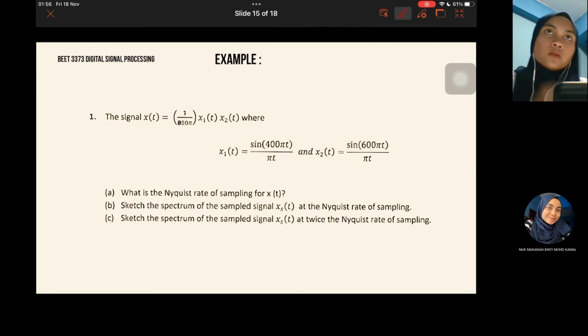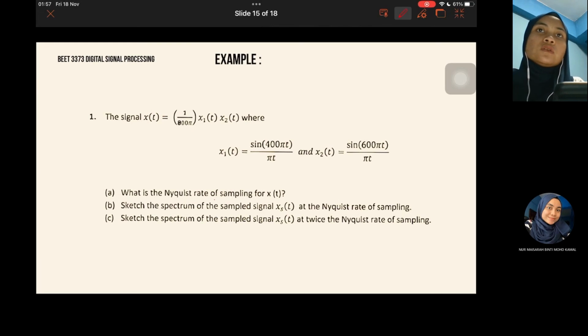Assalamualaikum warahmatullahi wabarakatuh. My name is Maisarah and I will present an example question for the sampling theorem. The signal x(t) is equal to 1 over 800 pi times x1(t) and x2(t), where x1(t) is equal to sin 800 pi t over pi t and x2(t) is equal to sin 800 pi t over pi t. The first question is, what is the sampling rate for x(t)?